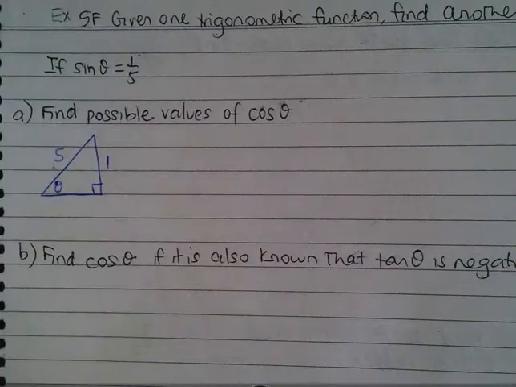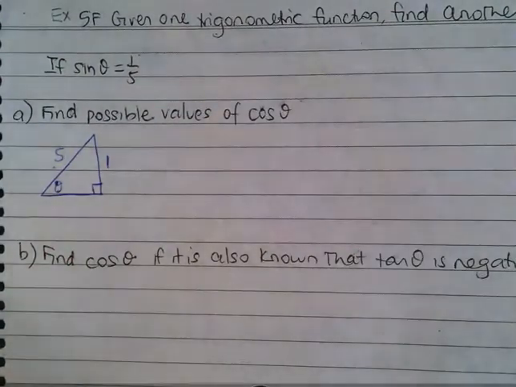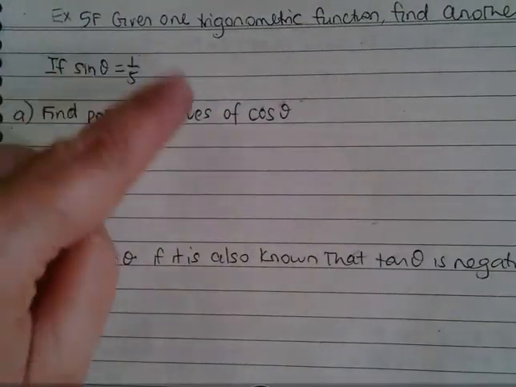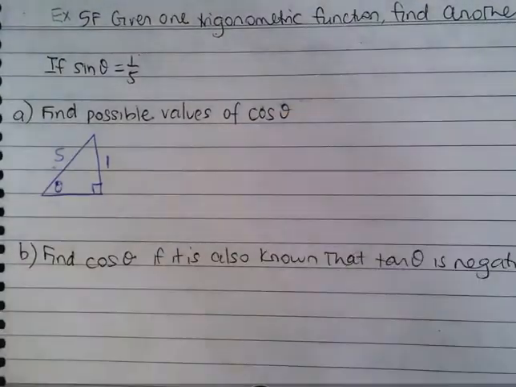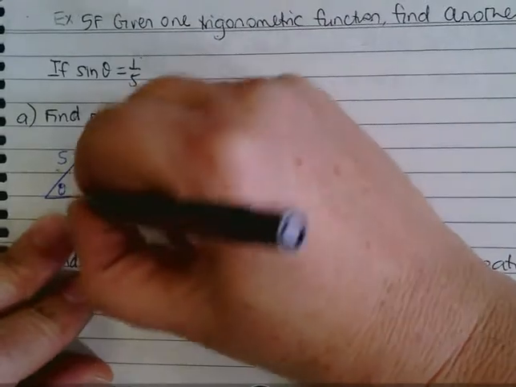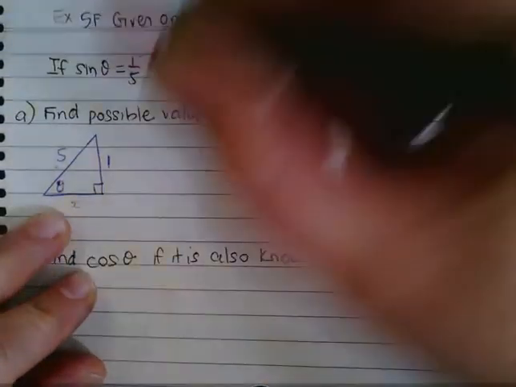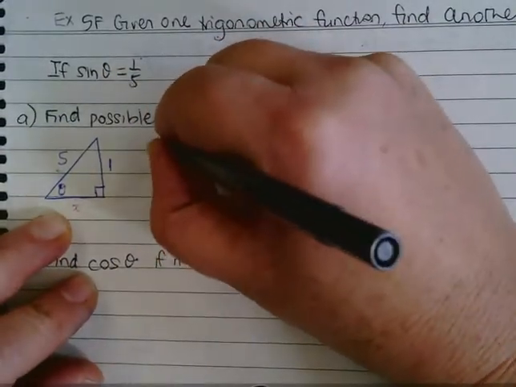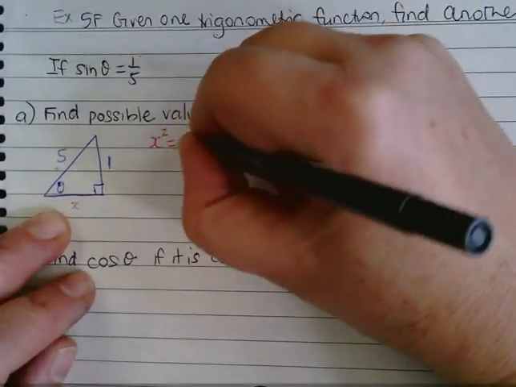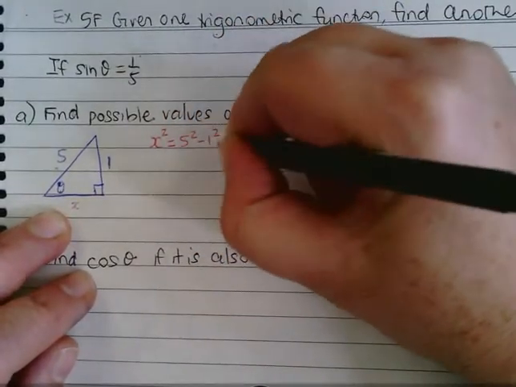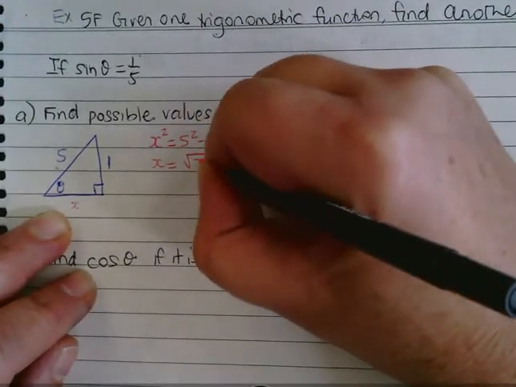Sine theta is 1/5, but we need more information than that. We also know which quadrants we're in when they tell me sine theta is 1/5. We're going to work on that in a minute. But let's just find the missing side first. So I'm going to call it x. So how do I do it? X squared is 5 squared minus 1 squared, isn't it? What's that? 24. So x is the square root of 24.